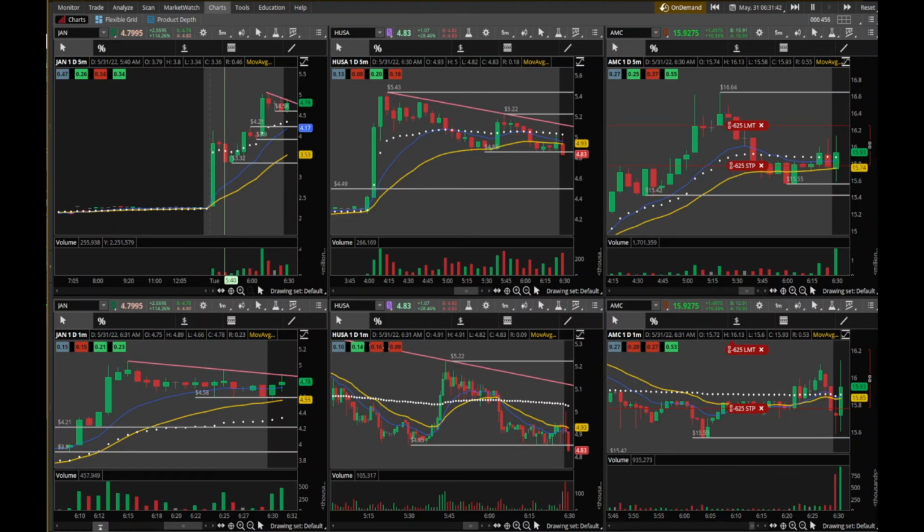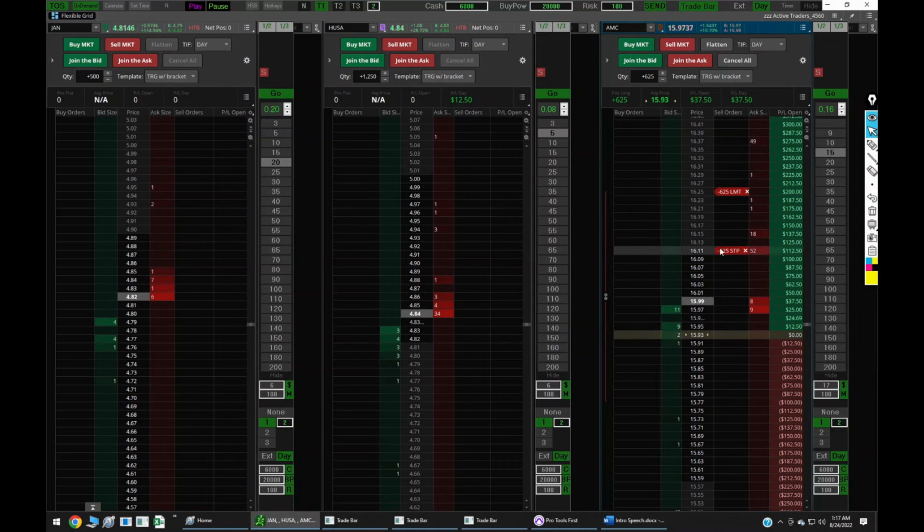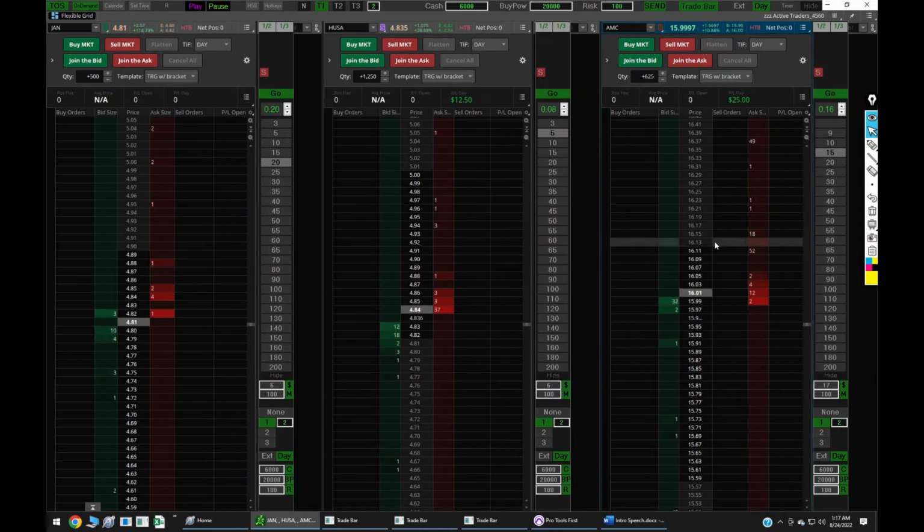Since we can't really see that candle, I'm going to bring you down here so you can see what I'm looking at. See the bid here moving up? I want to see that bid show me some profit. I'm going to go ahead and take that profit. That's only $25, but not bad.